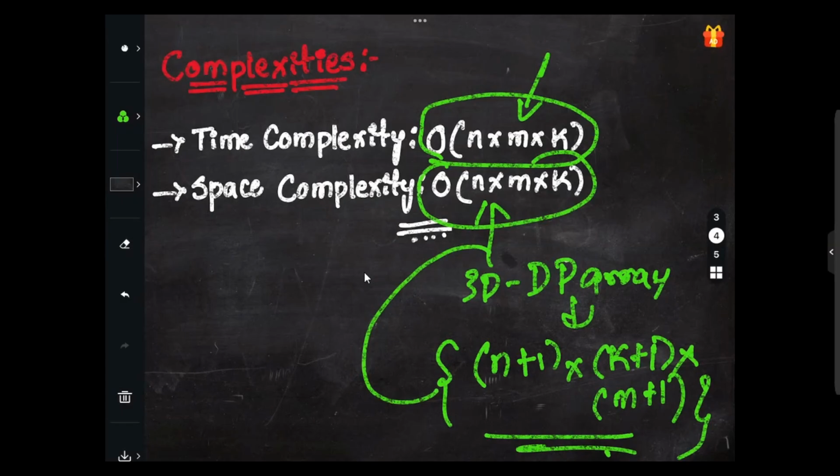So the total time complexity and the space complexity for the code that we'll be writing would be big O of n into m into k for both, right? So we are done with the complexities part. As we are completely familiar with the approach and the complexities, we are good to write the code. Let's start writing the code.